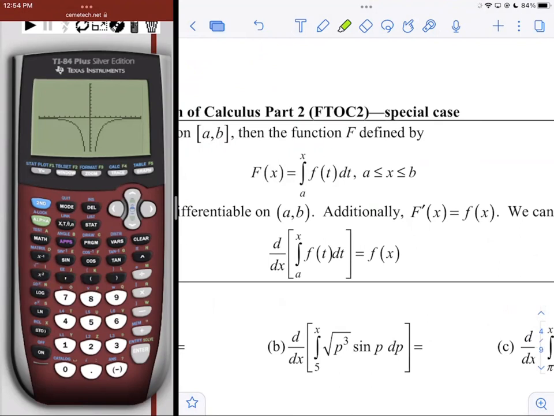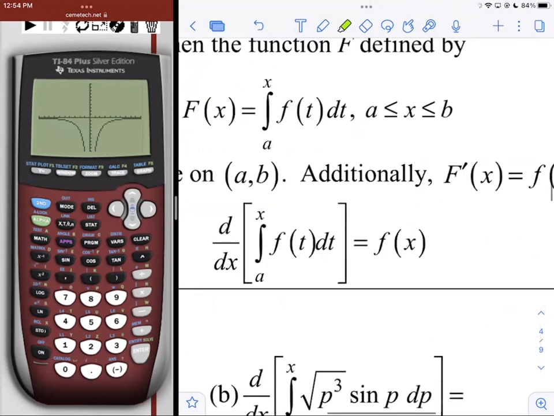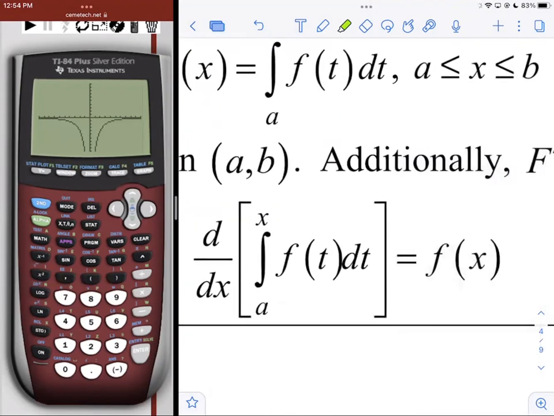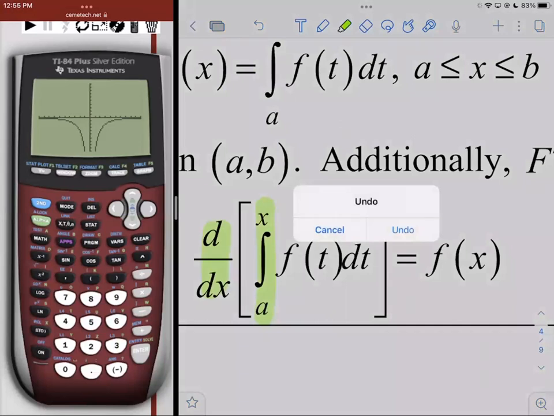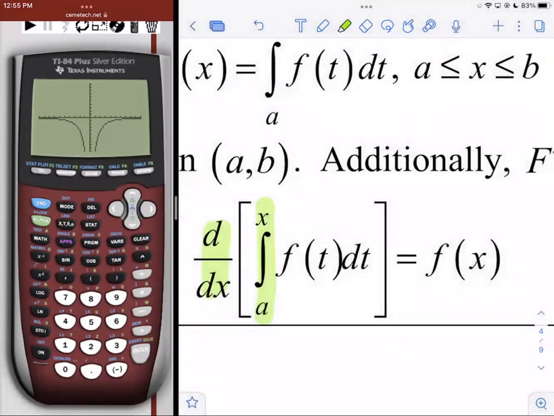Here's the verb format. The derivative with respect to x of the integral from any constant a to x of f of t dt is f of x. Okay? They undo each other. The derivative of the integral from a constant to x is just the integrand. All right? You don't have to do the work. Now, can you do the work? Can you actually do it from the inside out?